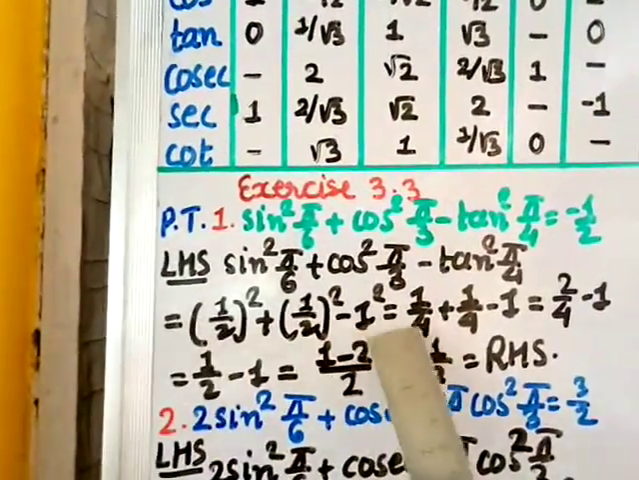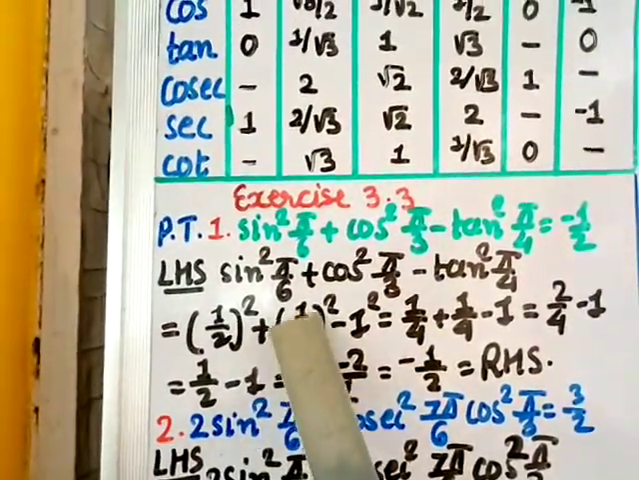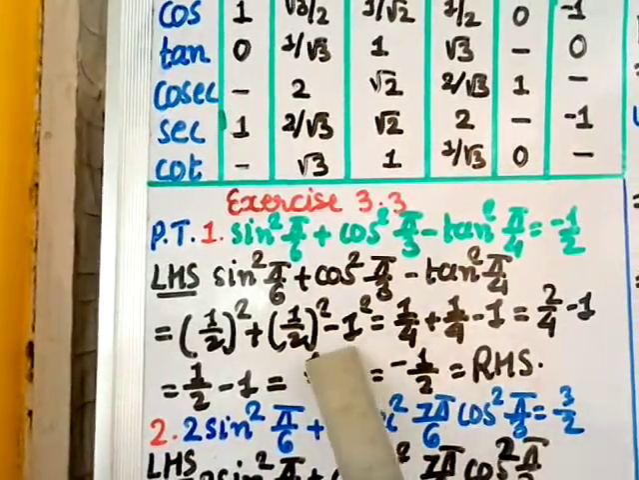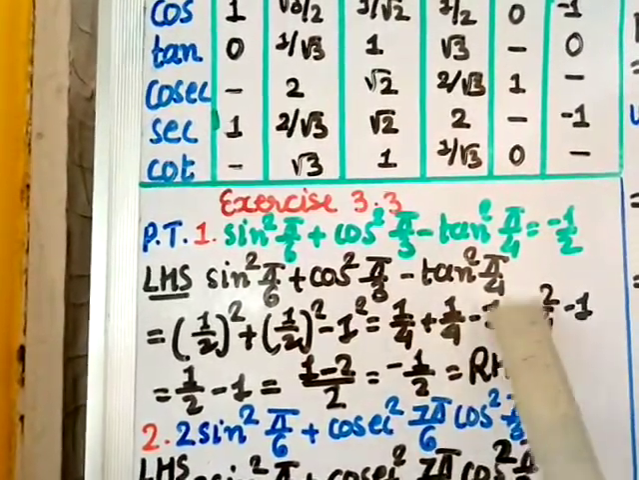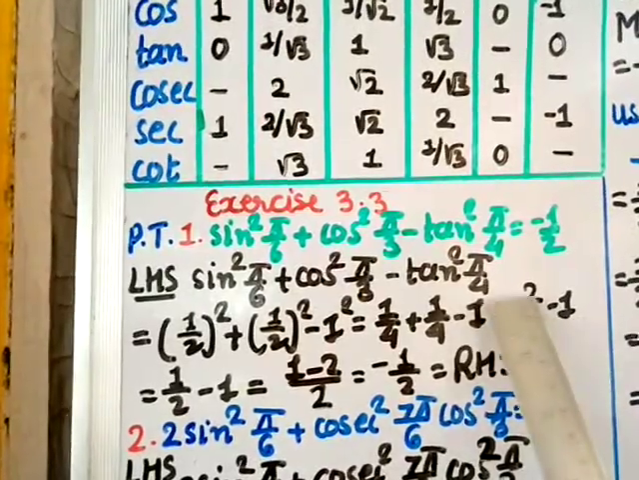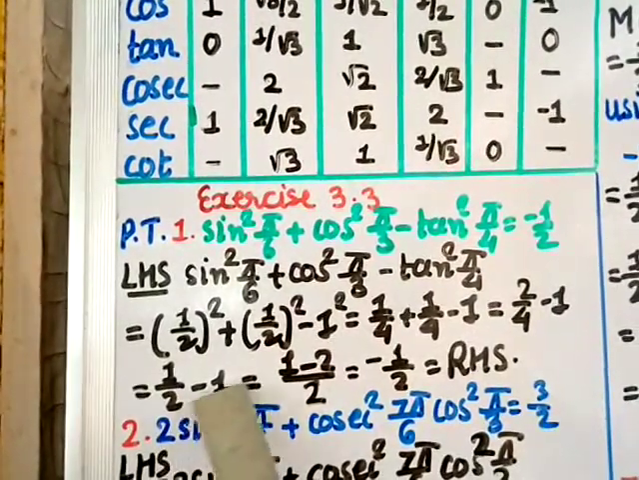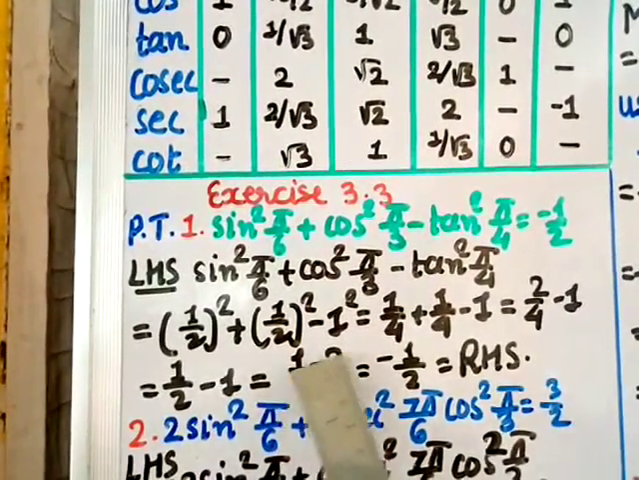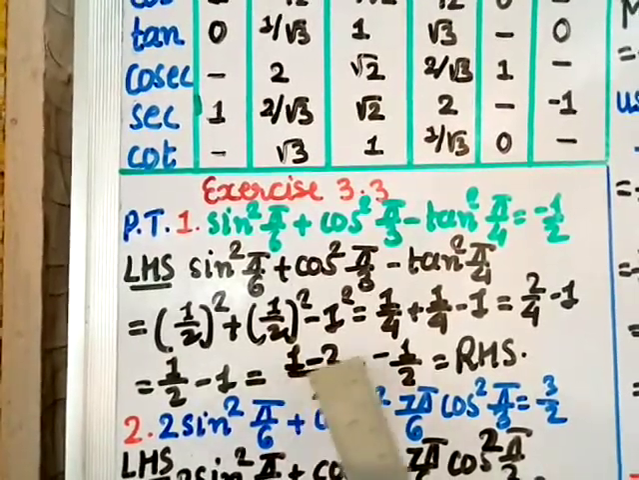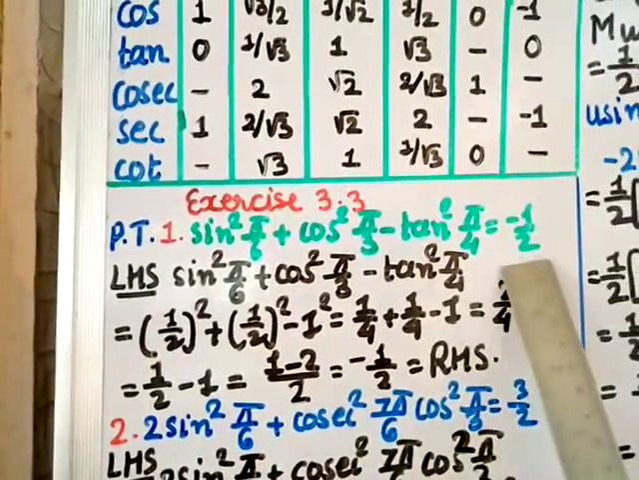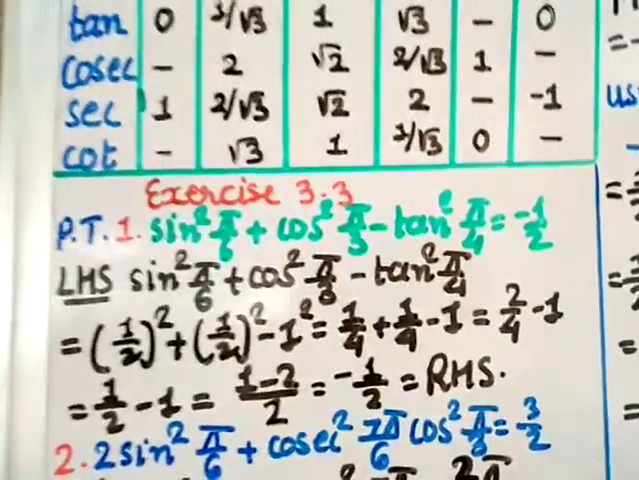Now 1 by 2 whole square gives you 1 by 4, plus 1 by 2 square is 1 by 4, minus 1 square is 1. 1 plus 1 is 2 by 4, which cut by 2 gives 1 by 2, minus 1. Take LCM, so 1 minus 2 by 2, and 1 minus 2 gives you minus 1 by 2. And this is what you have to prove, that is your right hand side, hence proved.